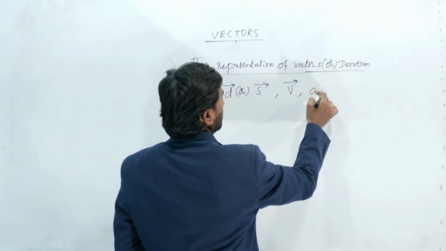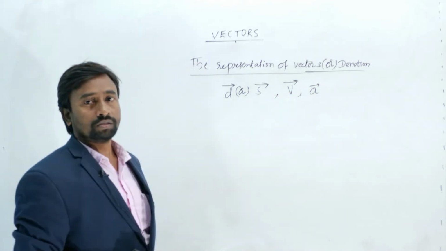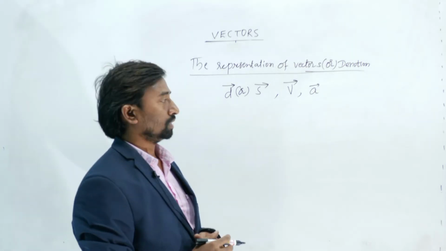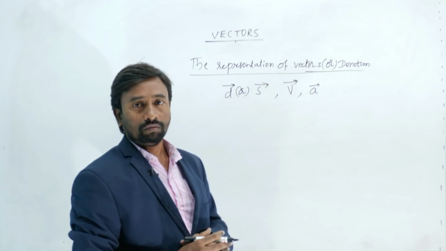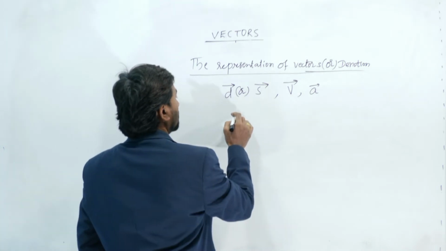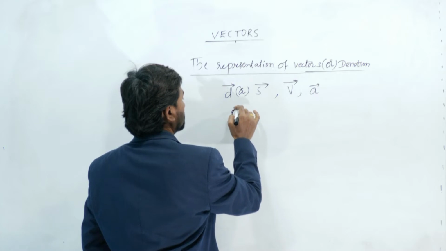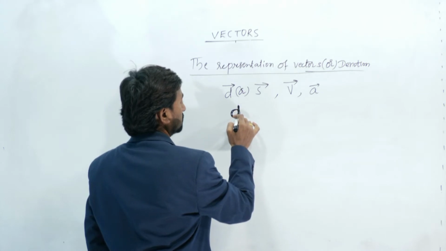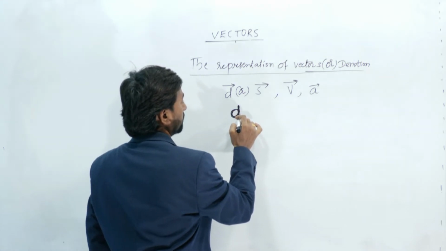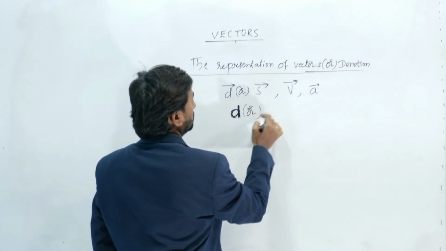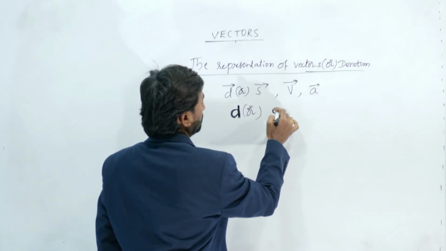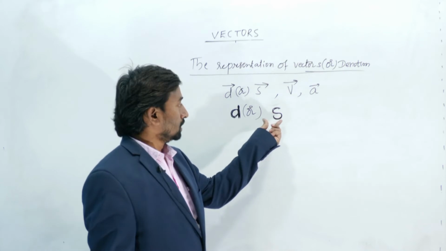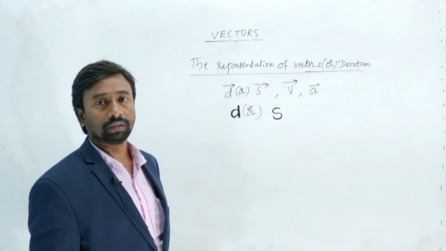In the same way, for acceleration and any physical quantity, we represent the alphabet overheaded by an arrow, and that is the denotation of vectors. Or it can be written in bold. Vectors can also be represented by bold letters, where the font size of the alphabet will be greater. Sometimes it is not represented with the arrow, simply by a bold letter. In that way also we can represent a vector.